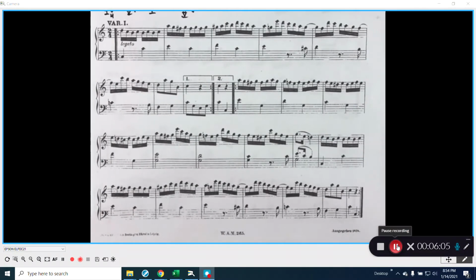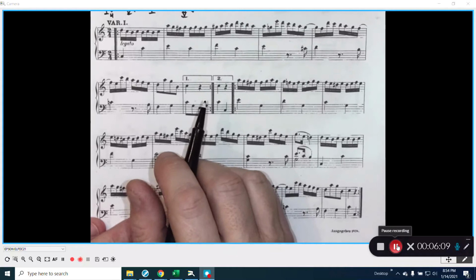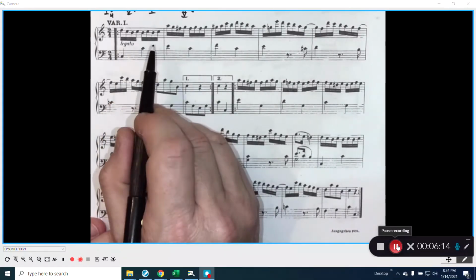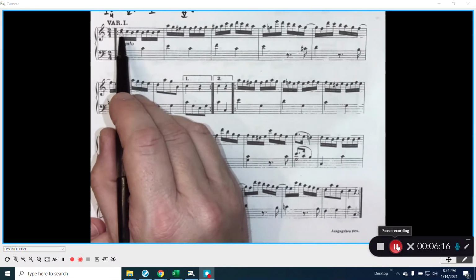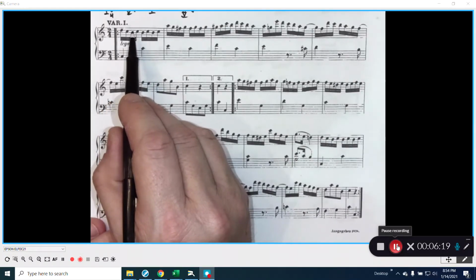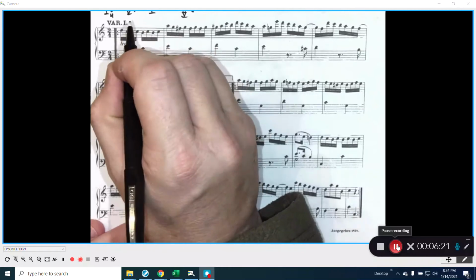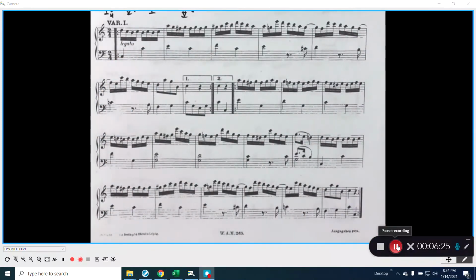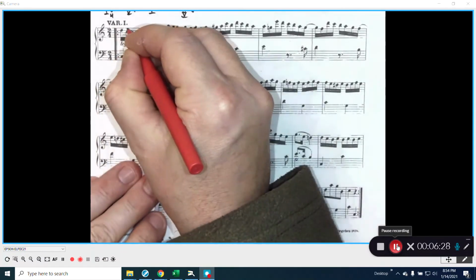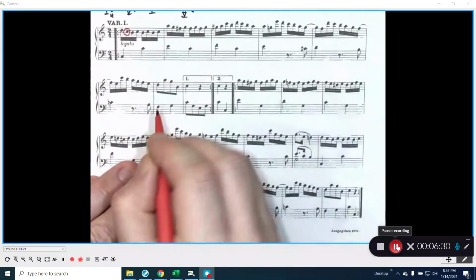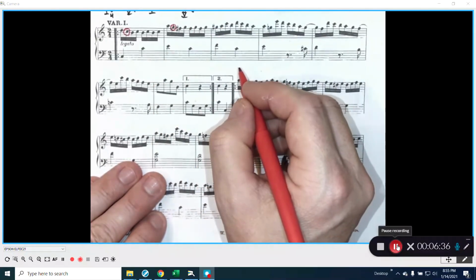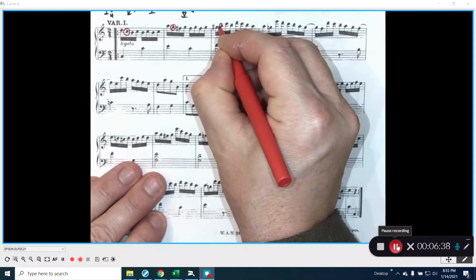Variation 1. Variation 1 is an embellishment of the melodic line. He has an upper neighbor tone that's accented and a lower neighbor tone. And so what I'm going to do is circle the tones that belong to the theme. There's our C, there's our G, and an A.